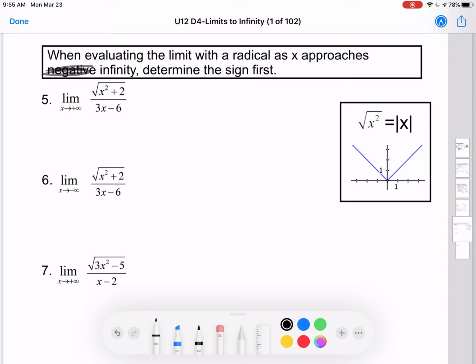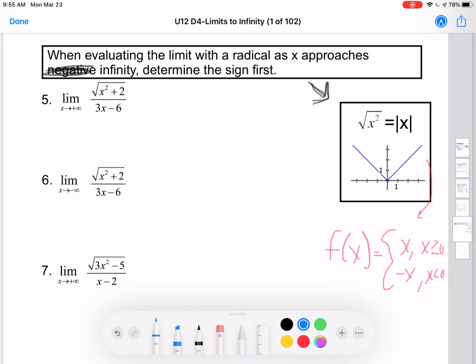Okay, so it says when evaluating the limit with a radical. All right, so see how this is still a rational function, but now we have a radical in there. So we're going to have to use this from the beginning of today's lesson and back from the review topics. So again, the square root of x squared is equal to the absolute value of x, which can also be written as x and negative x, where x is greater than or equal to 0 and x is less than 0.